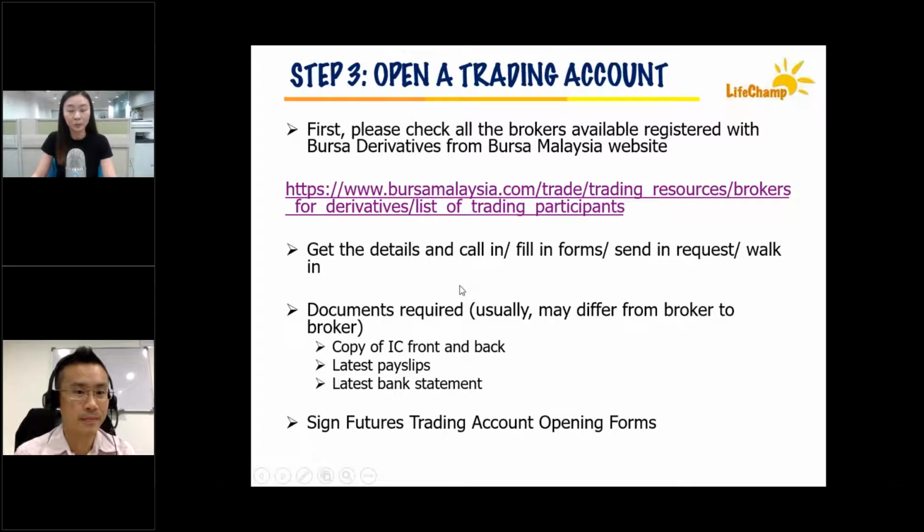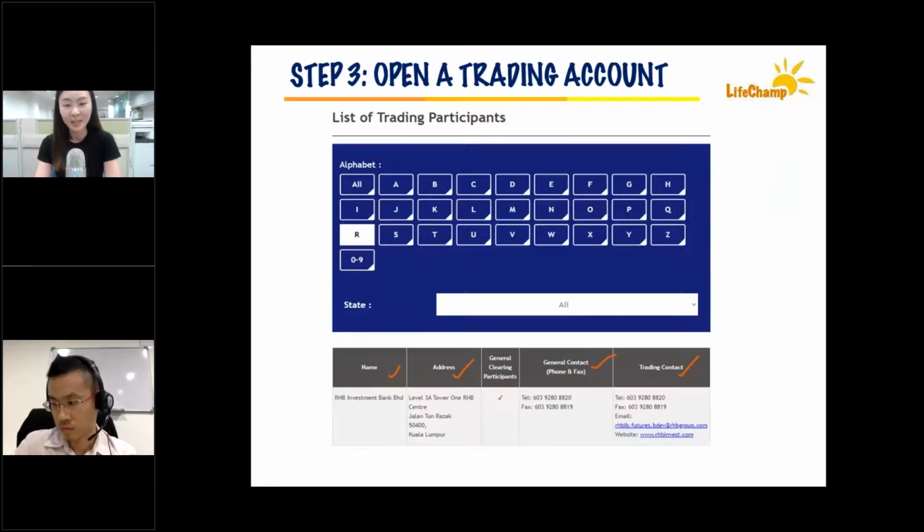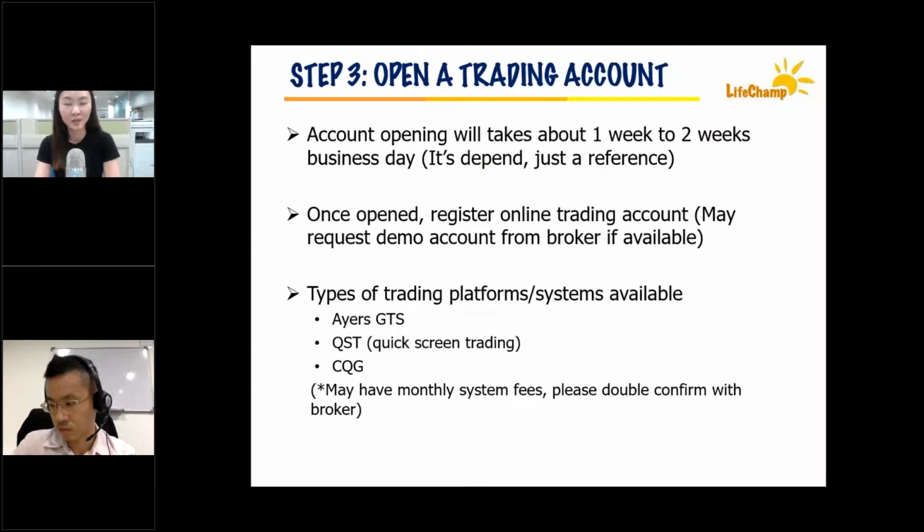Usually to open a trading account, the documents required are almost the same, though it may differ from broker to broker. A copy of your IC, front and back, cross-signed, the latest payslip, and the latest bank statement. You need to get these 3 documents ready first, and then sign the futures trading account opening forms. So: IC, payslip, bank statement, and the signed form. Then you submit. Usually within a week or 2, your account will be open. Then your broker will tell you, or you receive an email saying your account is open.